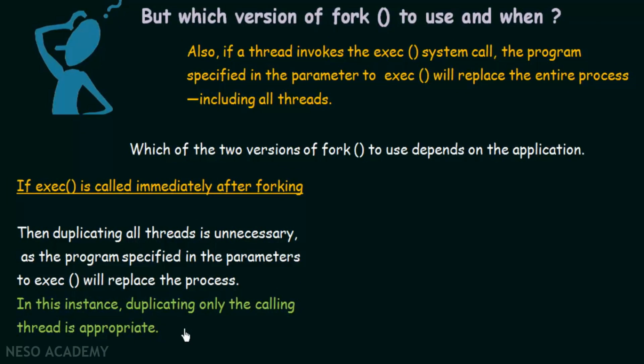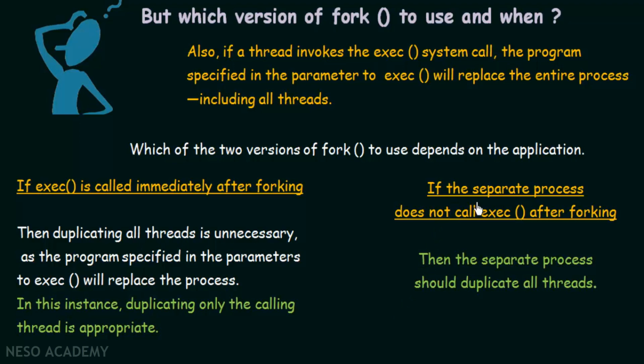Alright, now let's look at the second scenario, where the separate process does not call exec after forking. In the first scenario, exec is called immediately after forking. But in this scenario, let's say a thread in a process calls the fork system call, but it is not followed by any exec. Then what to do? Then the separate process should duplicate all the threads. Because exec is not called, nothing is going to be replaced.